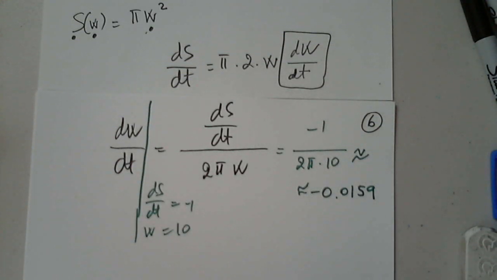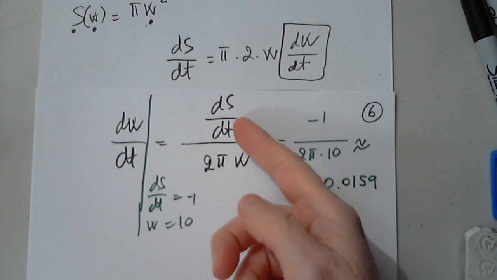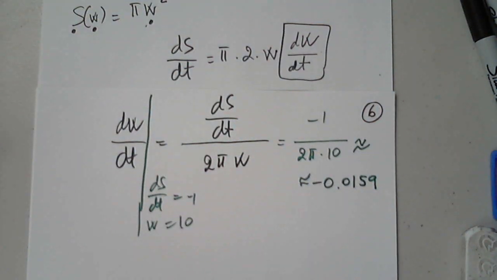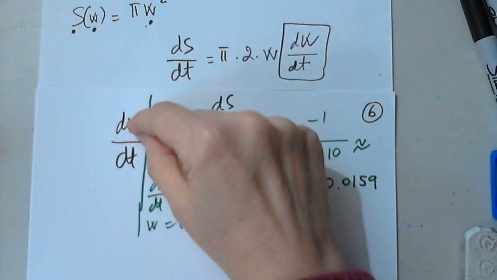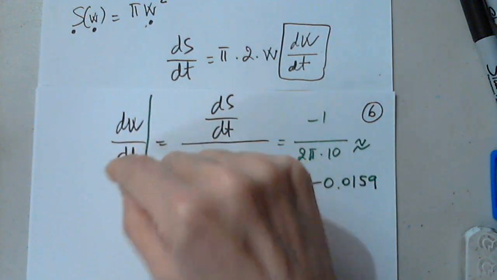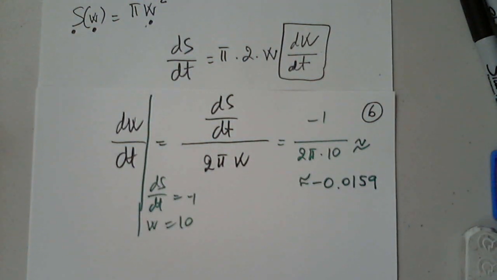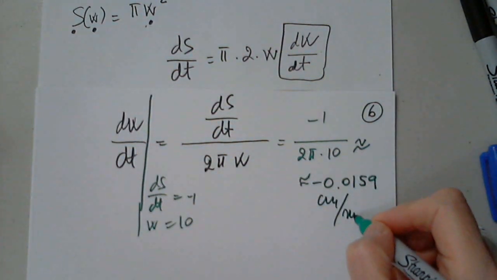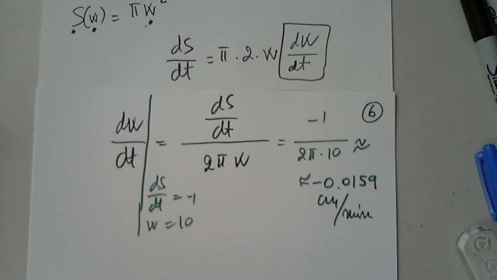Okay, so enough of that. I need the measurement unit. Of course, it's negative, because ds over dt is negative, so dw over dt will also be negative. But what is the measurement unit? And you have to give me 2 measurement units. The centimeter per minute. Perfect. Good, awesome.